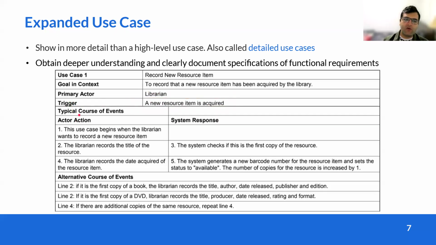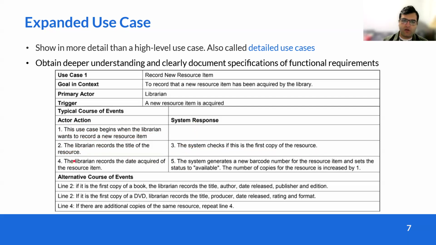So when you have the events, what happens in this activity? There are two things that will happen. First is the actor action, in this case what the librarian does, and then how the system responds. So it starts with the actor. It almost always starts with the actor. This use case begins when the librarian wants to record a new resource item. They record the title of the resource, and the system checks if this is the first copy.